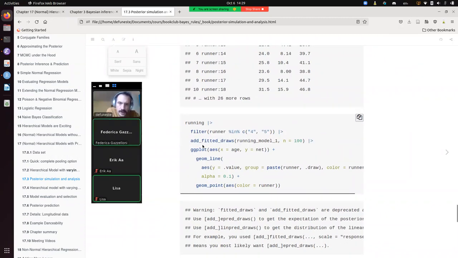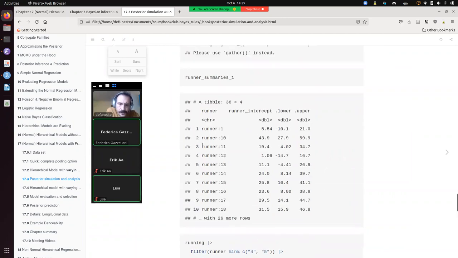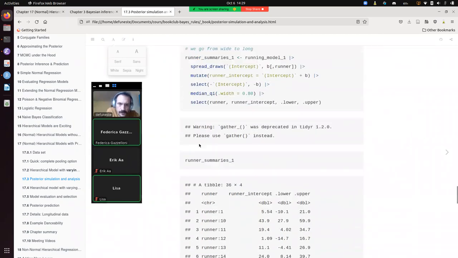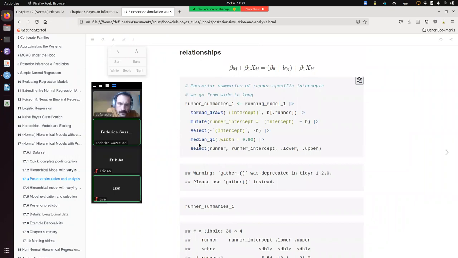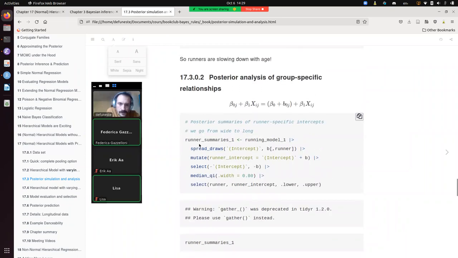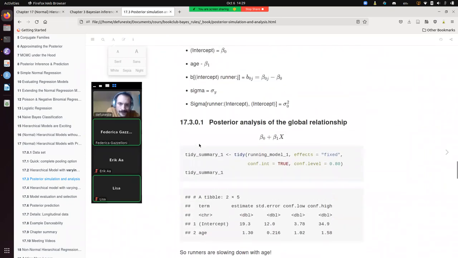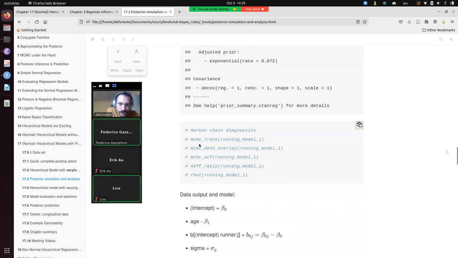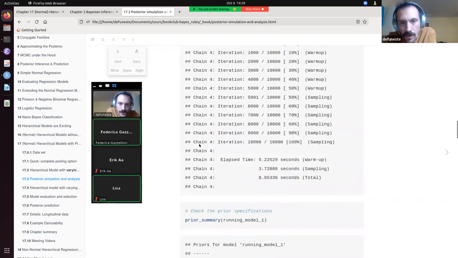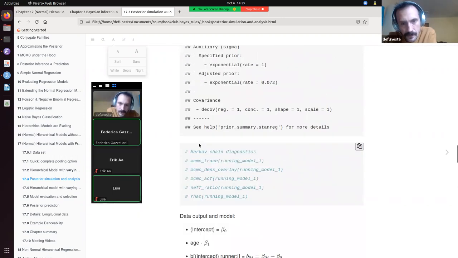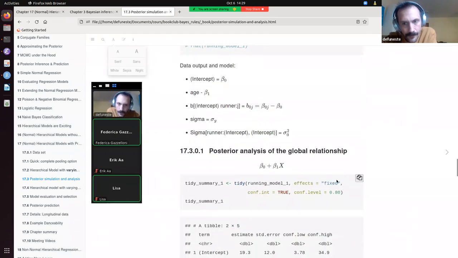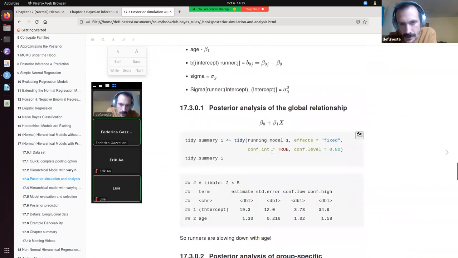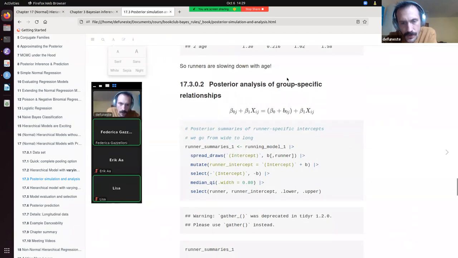Can you go, sorry to interrupt you. Can you go back up to the draw part? So, where is it? I don't see. So are you lost in the global analysis, the group specific relationship? Yeah.